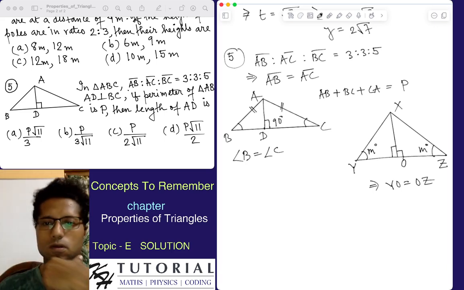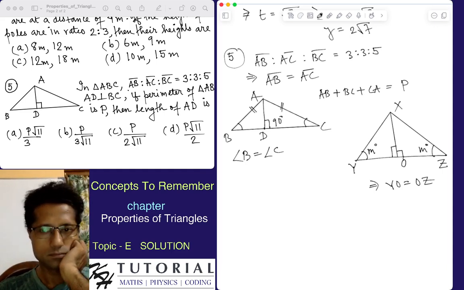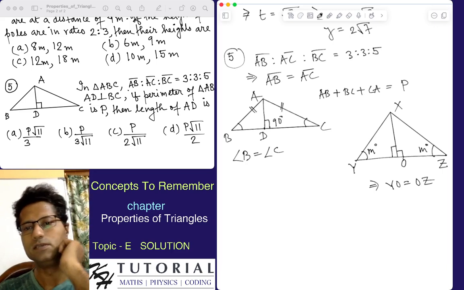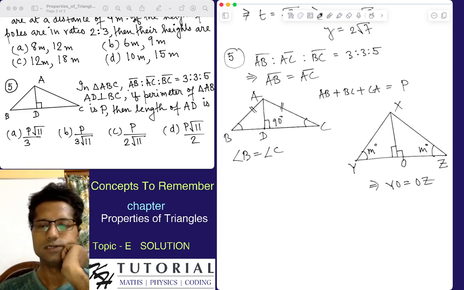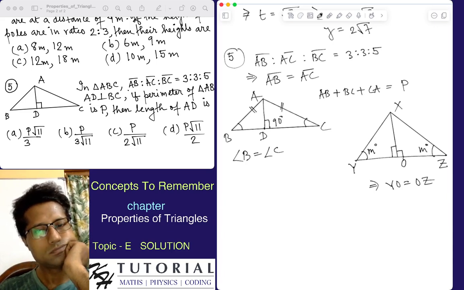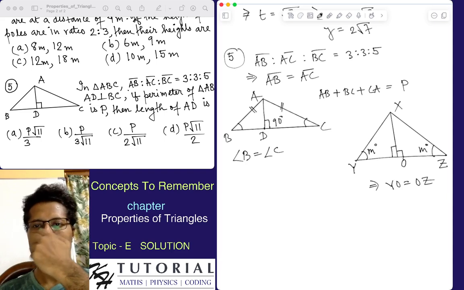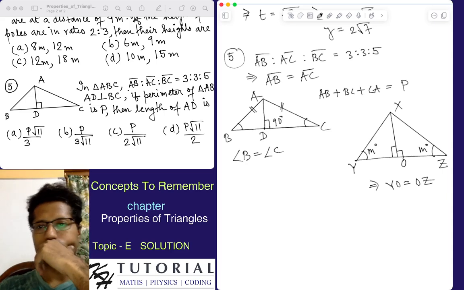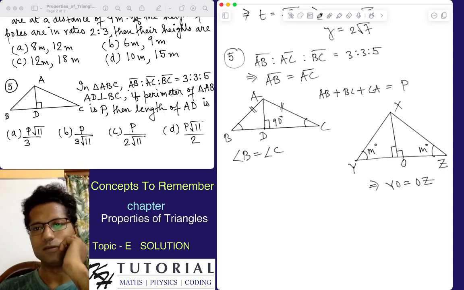Now how that is so, let's see if we can find how we can prove that BD is equal to DC. From the ratio we can see that AB is equal to AC. What else can be said?